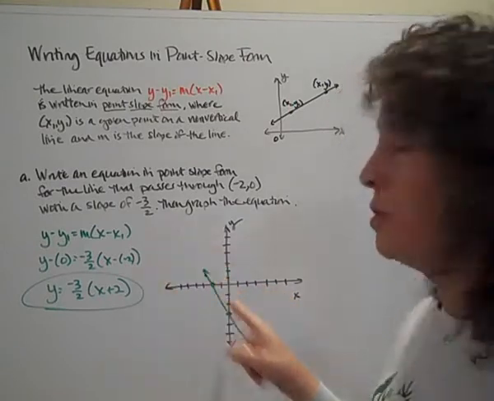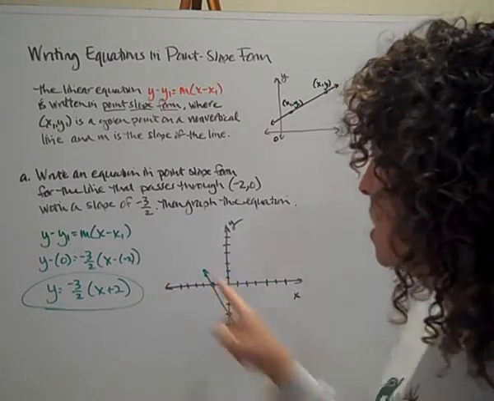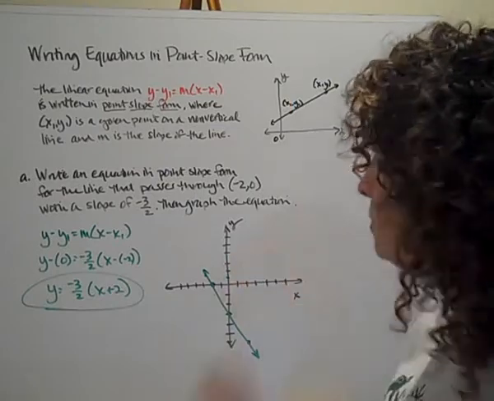I have a few points on there. I want to graph all the points from this equation. So I'm going to draw myself a nice long line. And there's point-slope form.